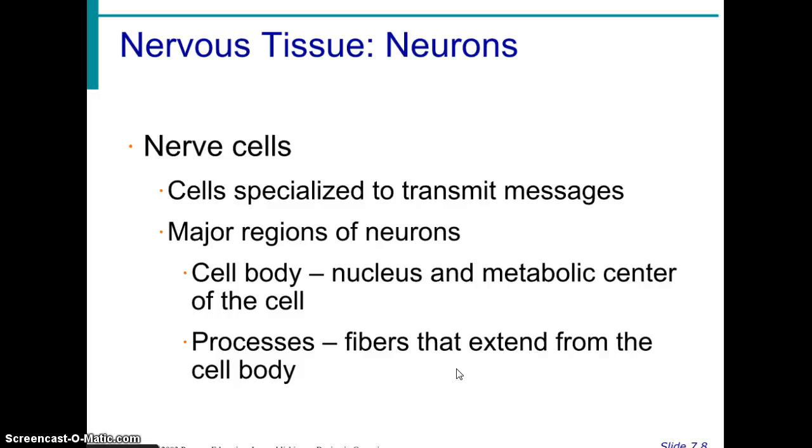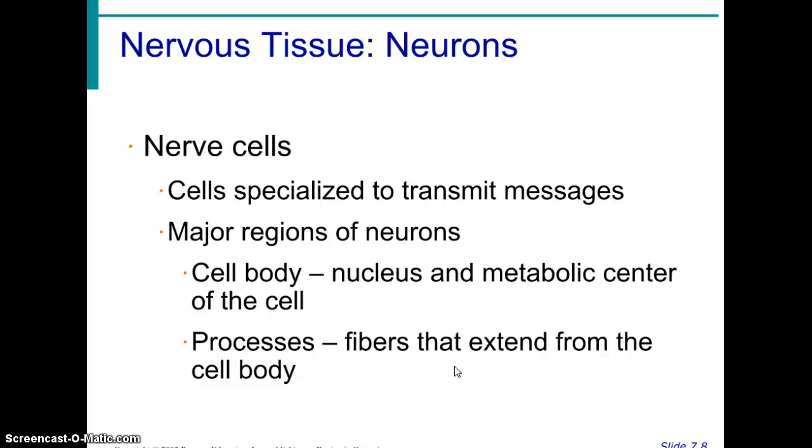So now we're ready to talk about the neurons, the actual nerve cells which make up most of the nervous tissue. And these are the cells that are specialized to transmit messages. So these are the communication cells of the nervous tissue. And we're going to look at some different regions of neurons so that you have an idea of the geography of that particular kind of cell.